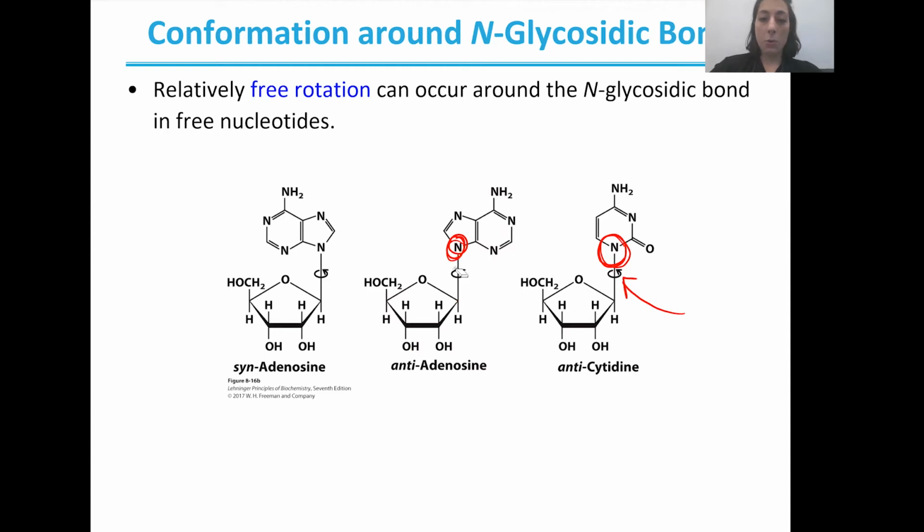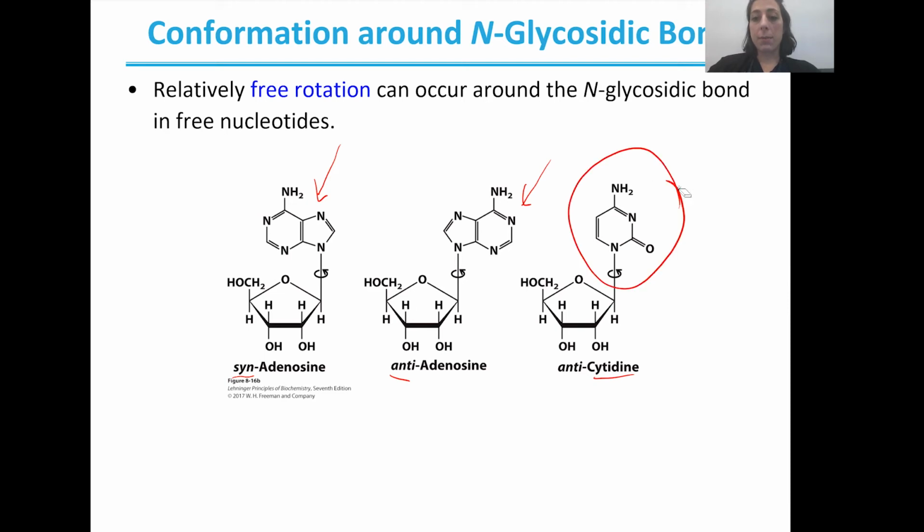Now, this whole group that is attached to the sugar actually has free rotation. It's almost like a flag that is waving around on the sugar. This normally is rotated in a manner that can either be syn or anti. You can see the syn is where they are stacked over each other, where the anti is where this is kind of flagged out to the opposite. This is the same also for a pyrimidine type group.